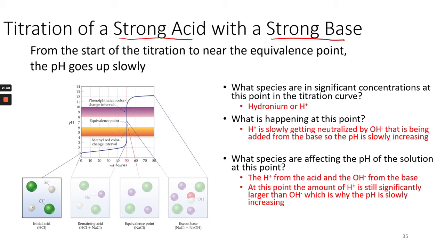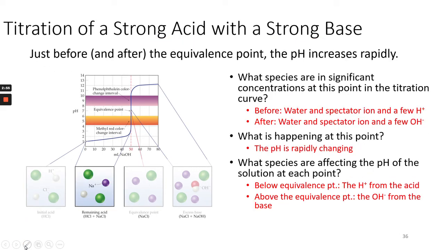So what species are affecting the pH of the solution? Well, the hydronium from the acid is reacting with the OH- from the base, so it's neutralizing it. So you're going to have less hydronium in there, so your pH will increase. But there still is quite a bit of H+ in there, which is why the pH is not changing drastically.